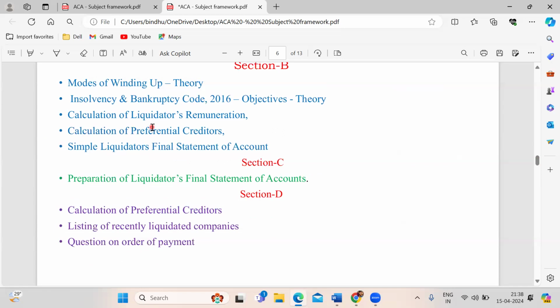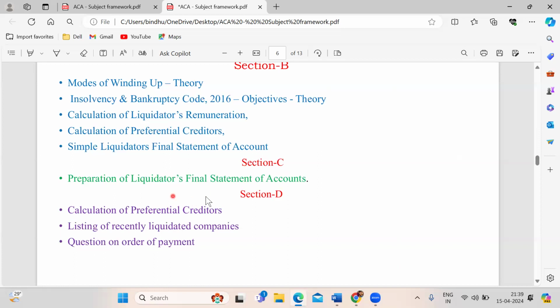Liquidator remuneration is calculated using n number of methods. We have certain formulas for that, and based on that there will definitely be a 4 marks question. The next one, we have calculation of preferential creditors. We need to make a payment to the preferential creditors, and based on that we have a calculation and a simple liquidation statement of accounts. In these three, any one practical-oriented question may rise, and it is a mandatory, compulsory question.